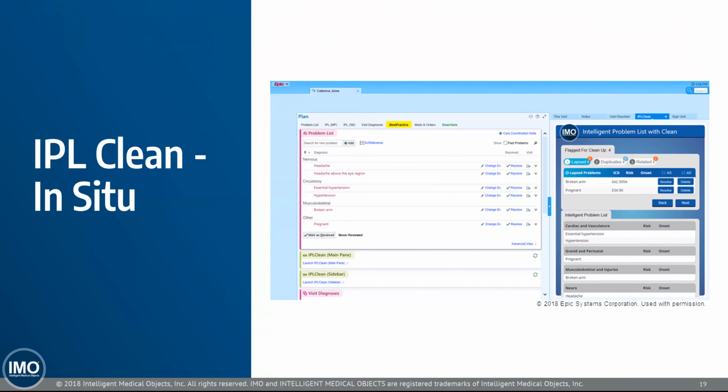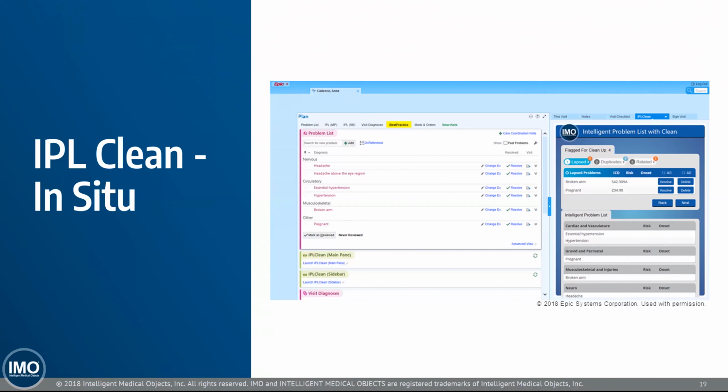So the BPA will fire, tell the provider that that opportunity is there, and then from the plan navigator, where, as you can see, you have the categorized problem list, although that is Epic's categories, not ours, because this came from an Epic system.